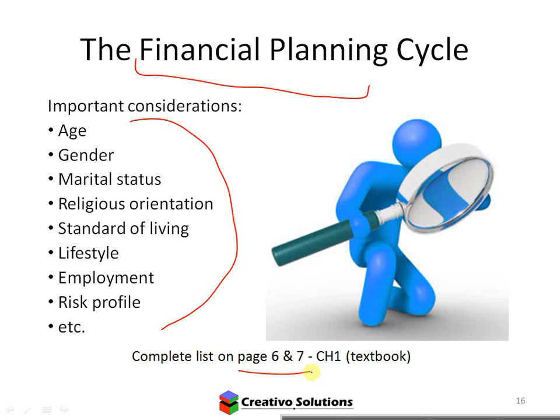So when considering financial planning, yes, age, gender, marital status, religious orientation will affect your goals and your preference. But we still need to determine what the goal is. What is the person trying to achieve? What does that person want to do? Having considered all of that, whether they're employed or not, high risk or low risk, living an extravagant or a very simple lifestyle, high or low standard of living, single, married, divorced, we're looking at factors that will contribute to their decision making.